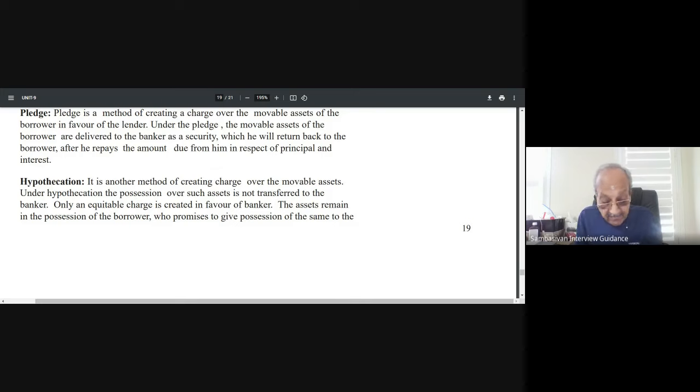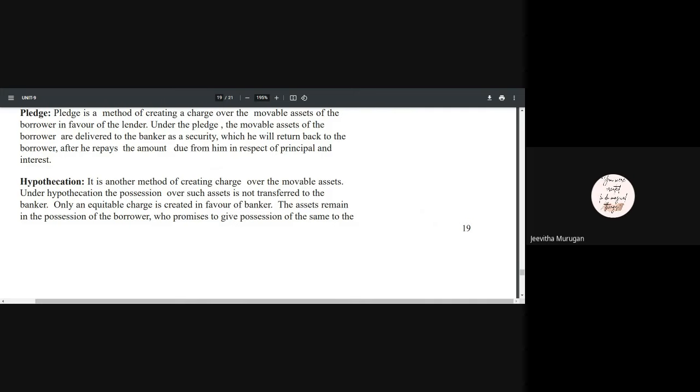Pledge. Pledge is a method of creating charges over the movable assets of the borrower in favor of the lender. Under the pledge, the movable assets of the borrower are delivered to the banker as the security, which he will return to the borrower after he pays the amount due from him in respect of principal and interest.